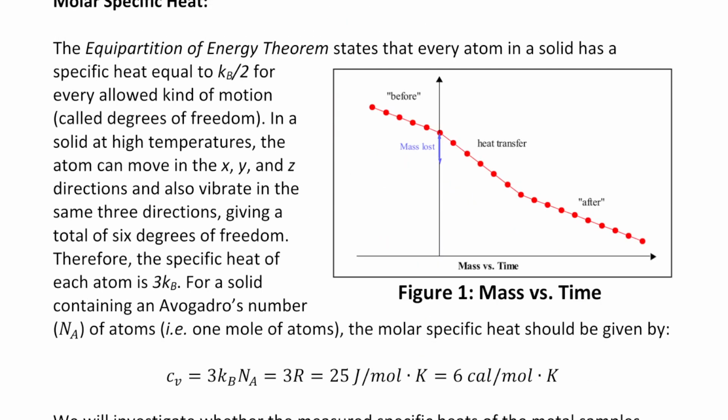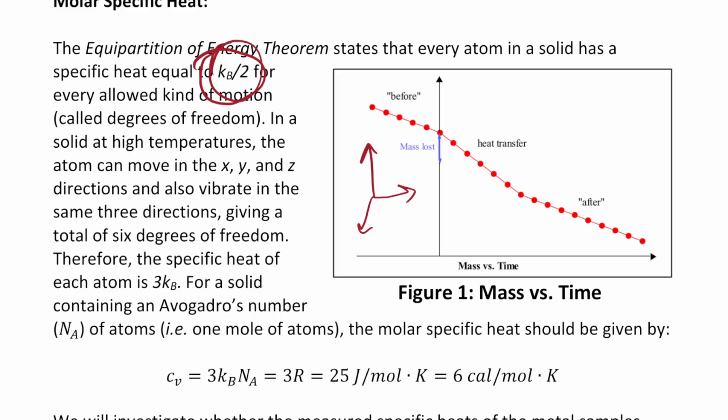And then the lab talks about the equipartition theorem, which just says that every atom in a solid will have a specific heat equal to Kb over 2, where Kb is the Boltzmann constant. You don't need to worry too much about it. In a solid, the object can move in the x, y, or z direction, but then it can also vibrate in these three directions. So that's 6 degrees of freedom.